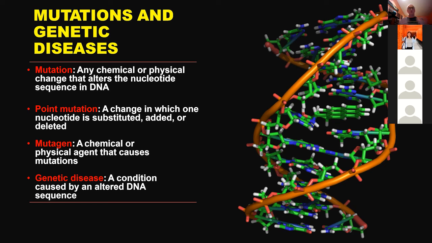And then you could also have much larger mutations. You could have big pieces taken out, so it doesn't have to be just a single nucleotide. You can have a whole sequence removed. Generally, most naturally occurring mutations are point mutations with a single nucleotide. And a mutagen or a teratogen is something that causes mutations.